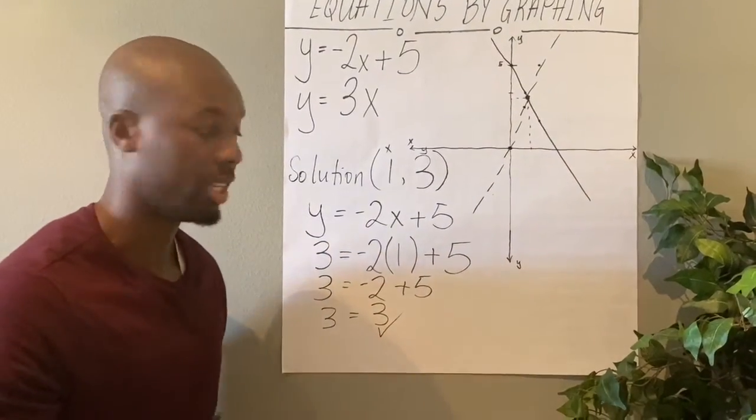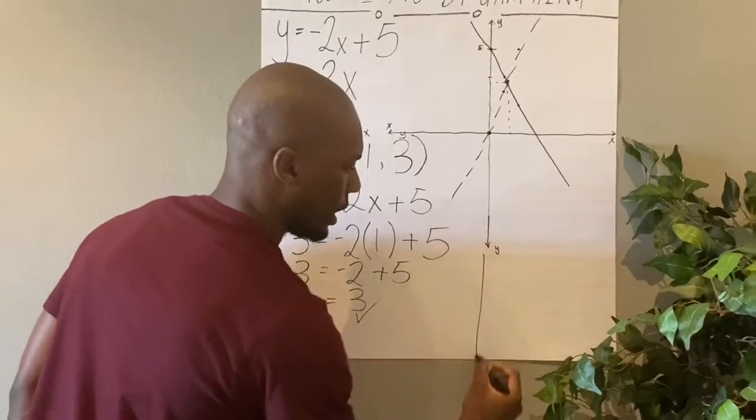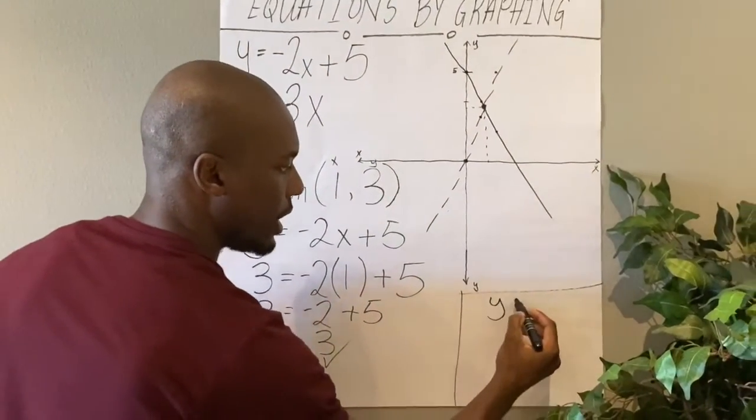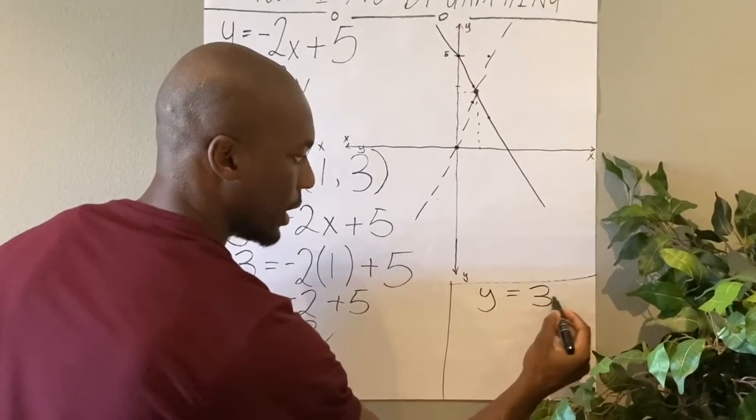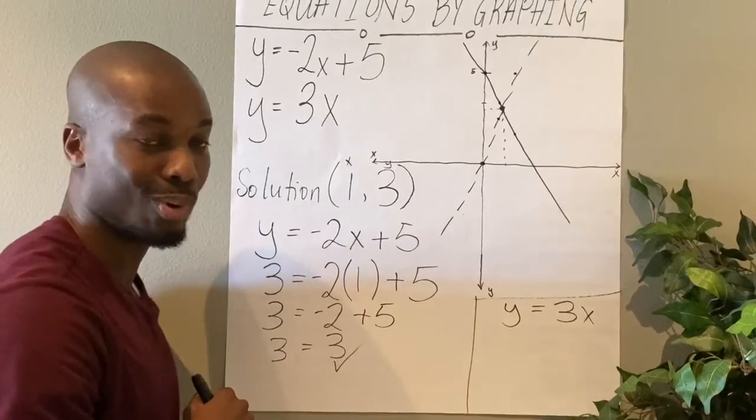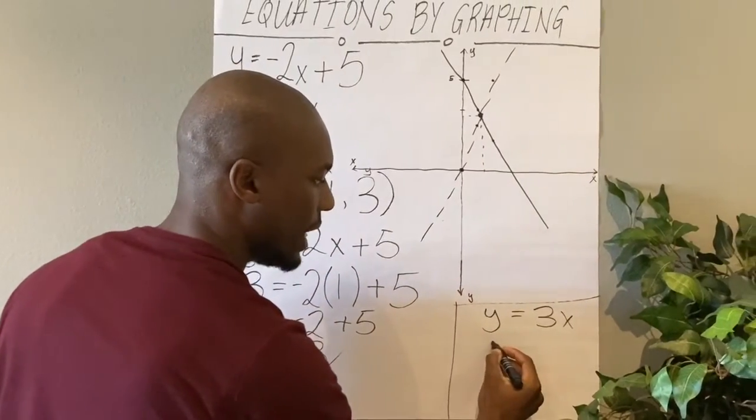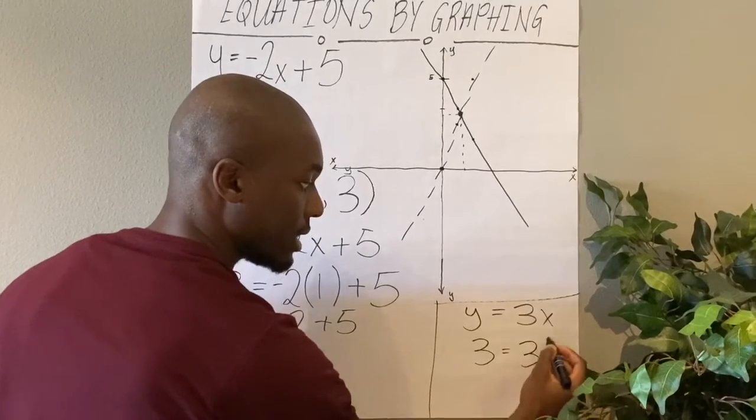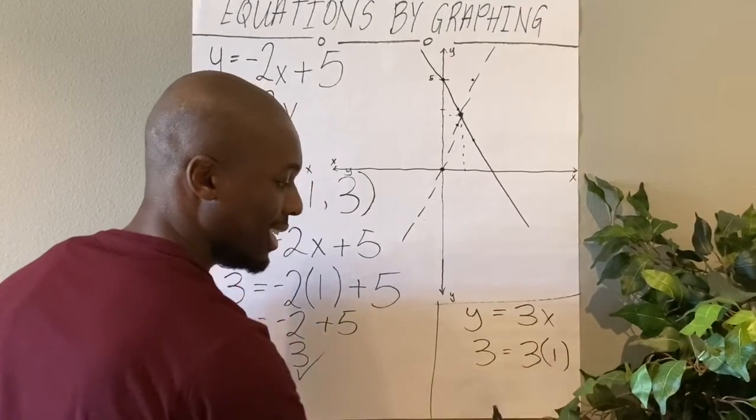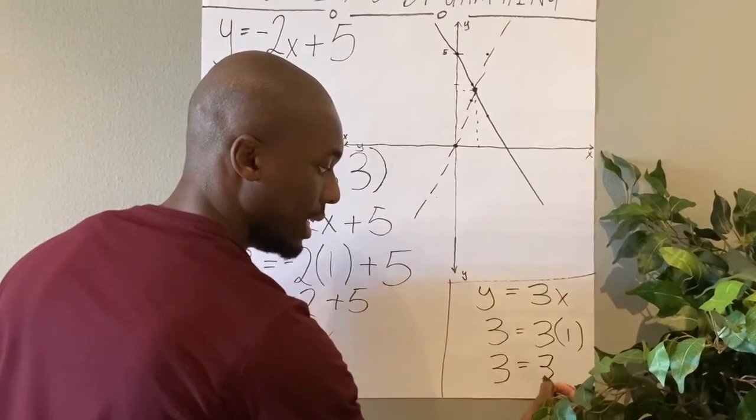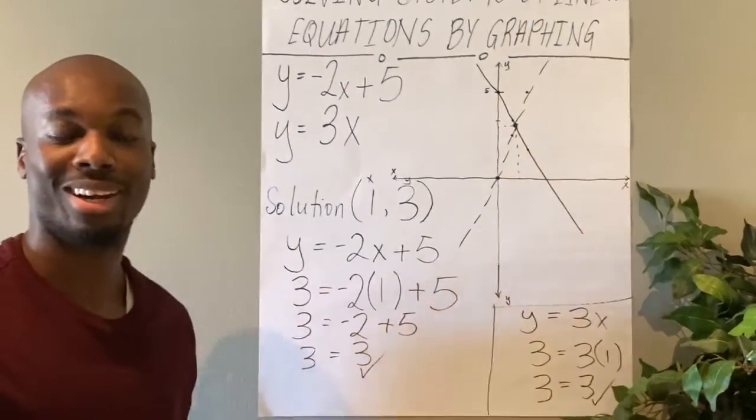So let's see if that's the case. Again, my equation is y is equal to 3x. My y is 3 and my x is 1. So if y is 3 and my x is 1, it brings me back to the same answer, right? And that is my answer.